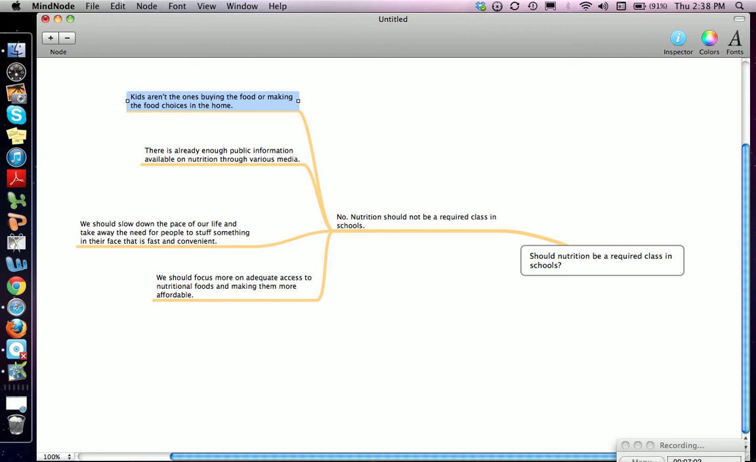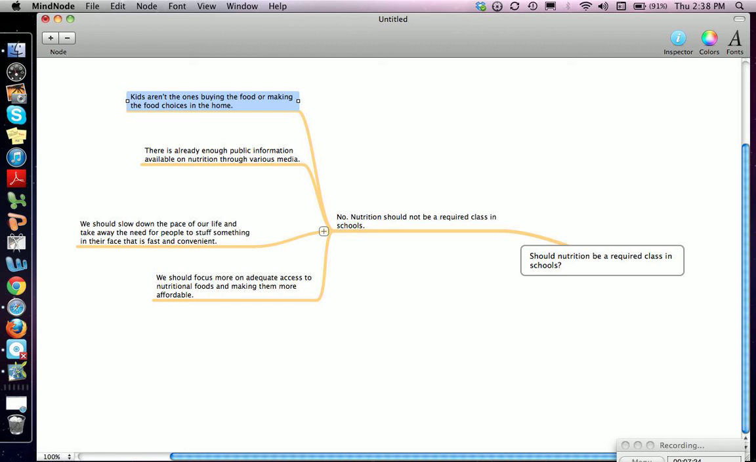Okay, so I've come up with 4 different supporting arguments that I can make to defend or support my position on the issue, which is that no, nutrition classes shouldn't be required in school. You saw me go through this. You saw me use MindNote to do it. You heard my thinking process as I thought out loud.